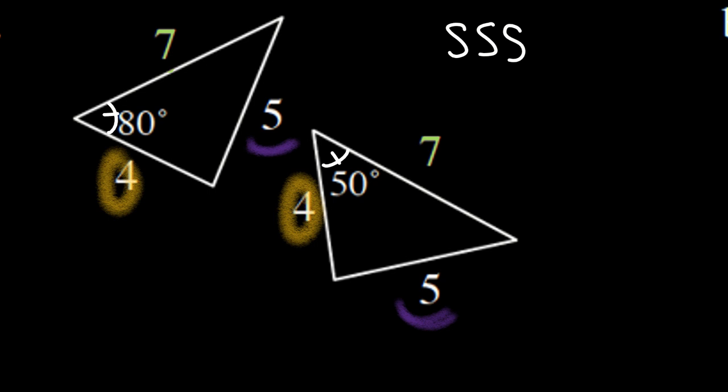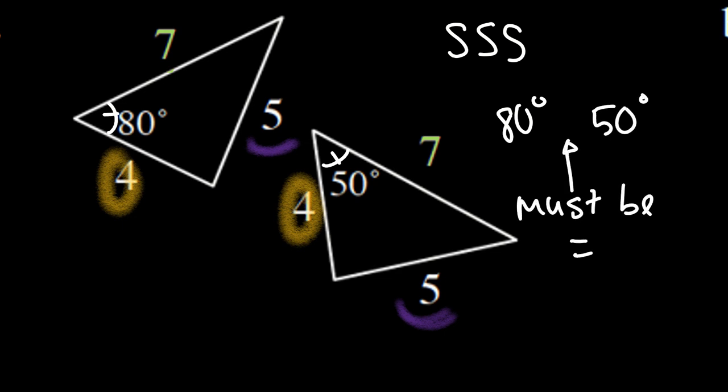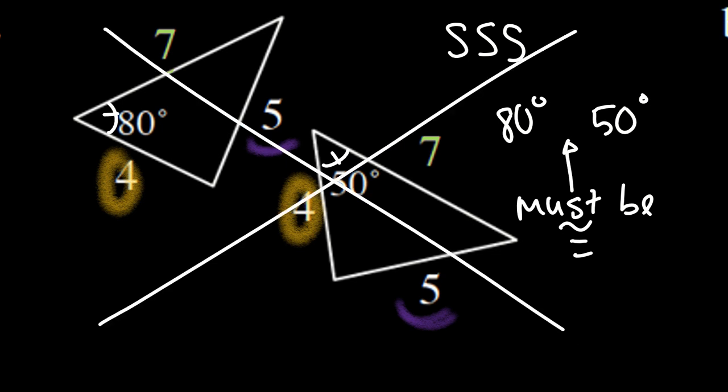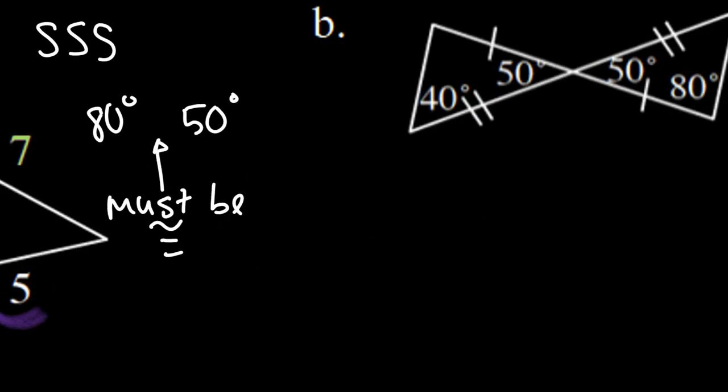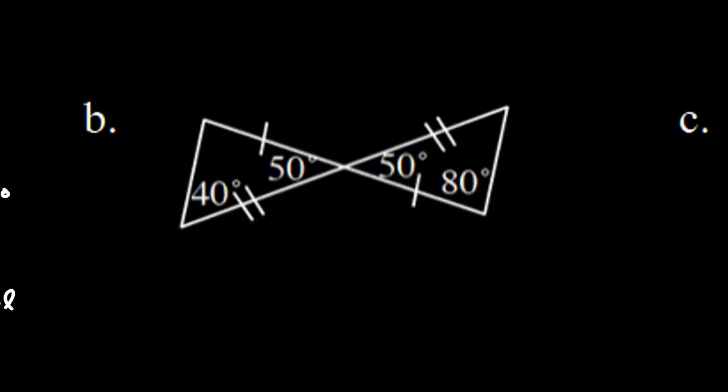So I would say, hey, look, they're not. You're telling me that one's 80 degrees and the other one is 50 degrees, and these must be congruent because they're in that corresponding location of the triangle. So this is an impossibility, right? This triangle could not exist. Let's go to B. Okay. Ooh.